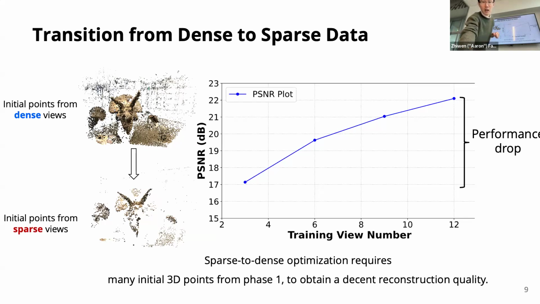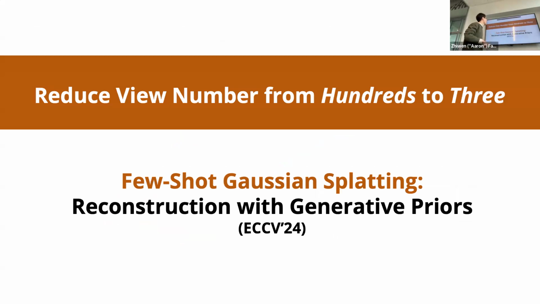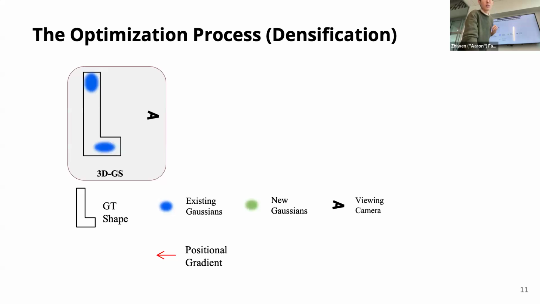So this led to my first work called few-shot 3D Gaussian splatting. This work can reduce the required view number from 100 to just 3, just a few. This work is already accepted by ECCV this year. So let's take an example of the densification process and how we can add generative priors into the densification process to make the 3D reconstruction easier.